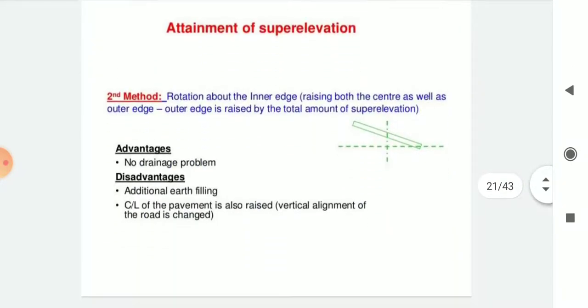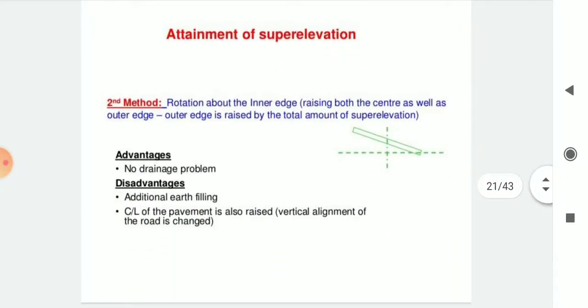What is the second method for the attainment of super elevation? Rotation about the inner edge. We can see in the figure, raising both the center as well as the outer edge. Outer edge is raised by the total amount of super elevation. And what is the advantage of this method? No drainage problem. And what is the disadvantage? Additional earth filling is required. CL of the pavement is also raised.